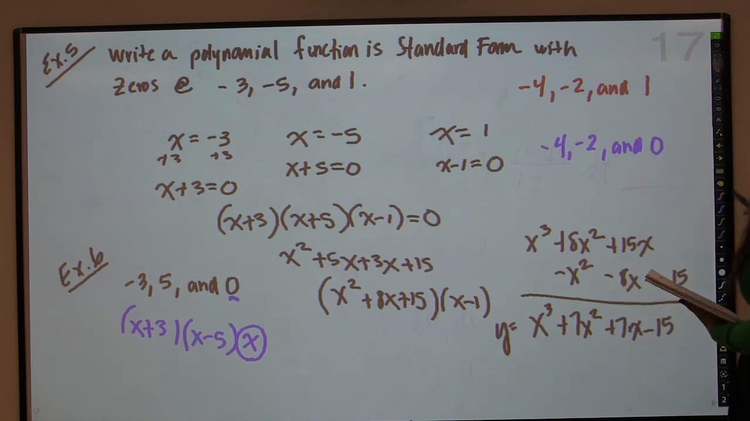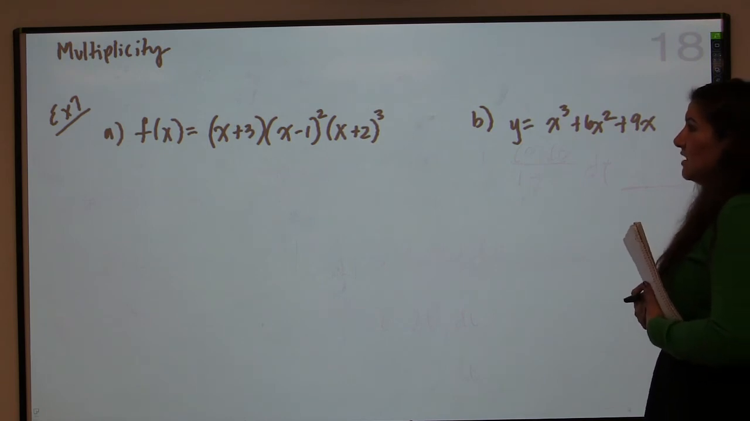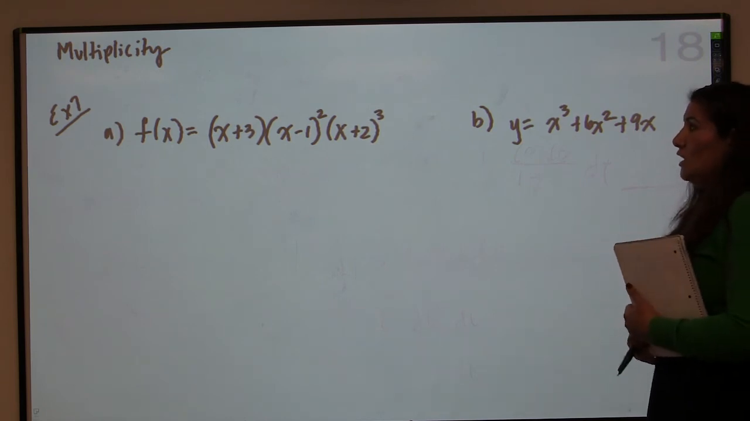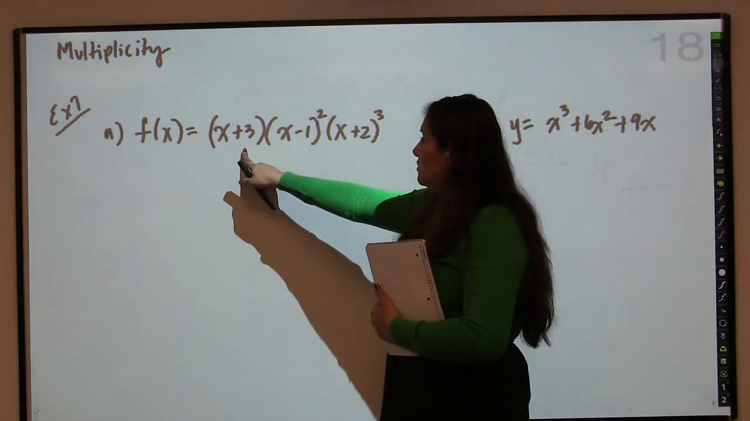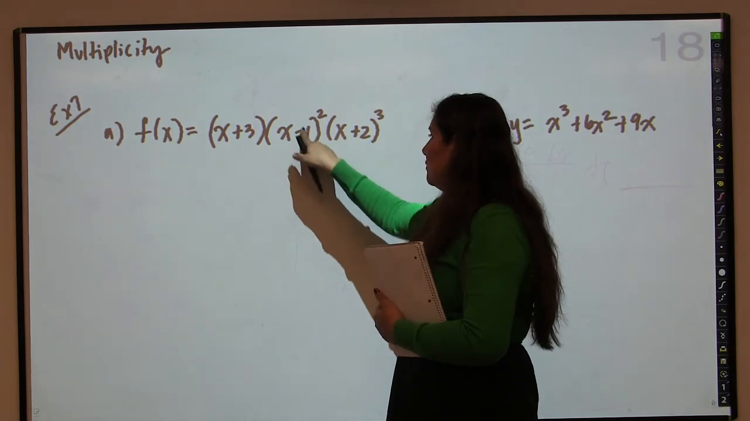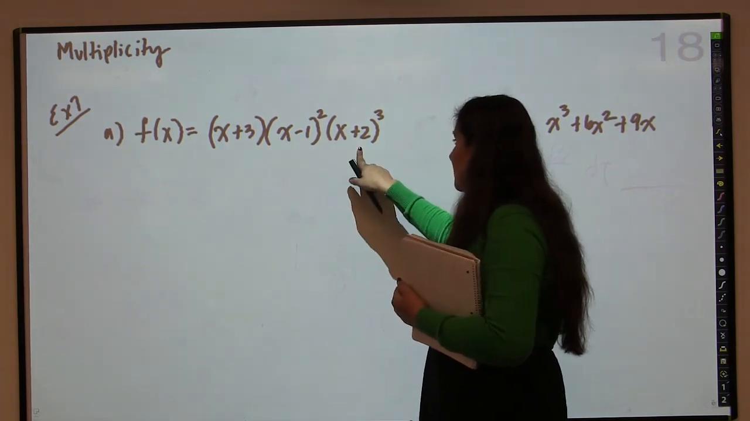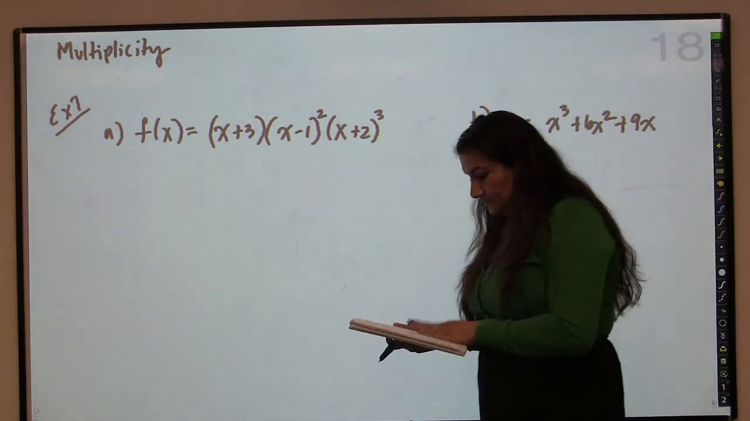Okay, so then we have the last thing in this lesson, and that is multiplicity. Multiplicity is basically when you factor something and you get the same factor more than once. So here I have a factor of x plus 3, here I have an x minus 1, but because it's squared, it means that this factor is happening twice. It means that this factor is happening 3 times. So multiplicity, that's what that means.